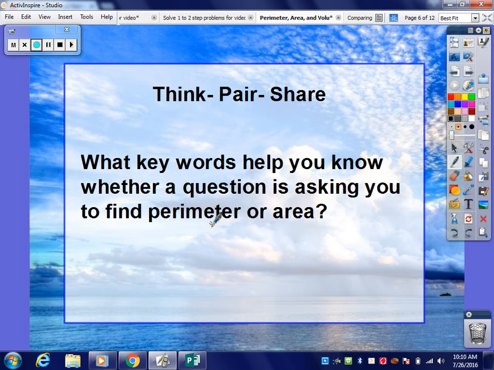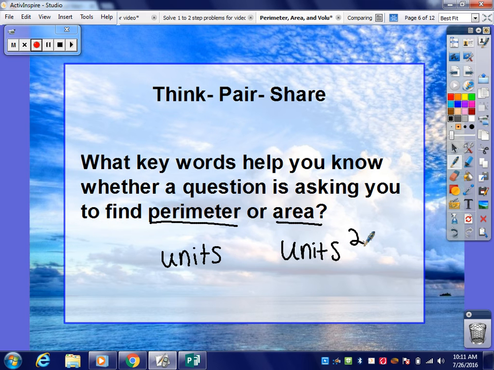Anytime that you have perimeter, the answer is going to be in units. And then for area, you'll always see units squared. Okay, that's because we're multiplying the two sides together. So you have two sides that you're going to be multiplying together.